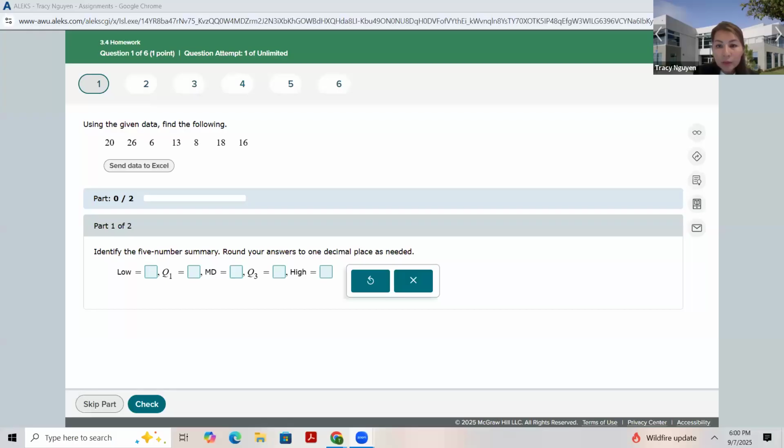Okay. Let me make sure that, okay. So the problem came up that you are reading it from my share screen for this problem. Okay.